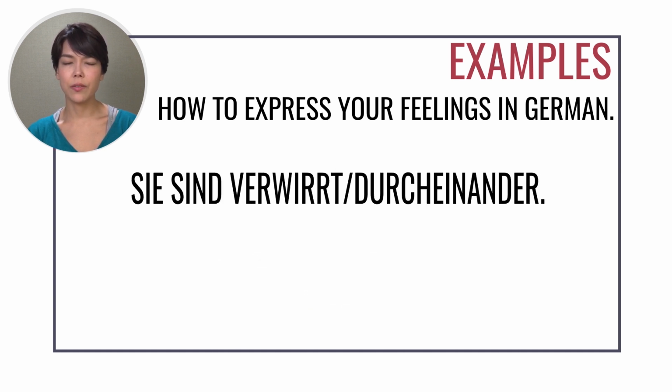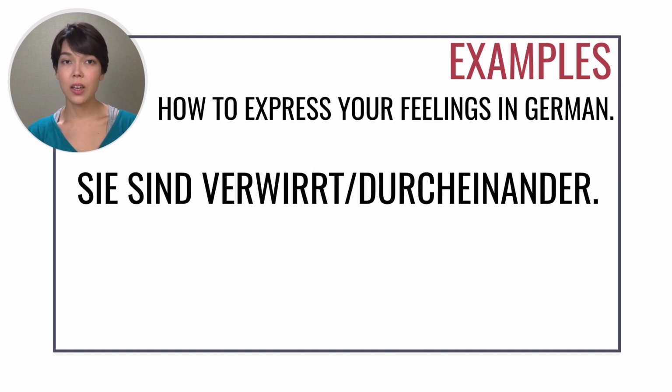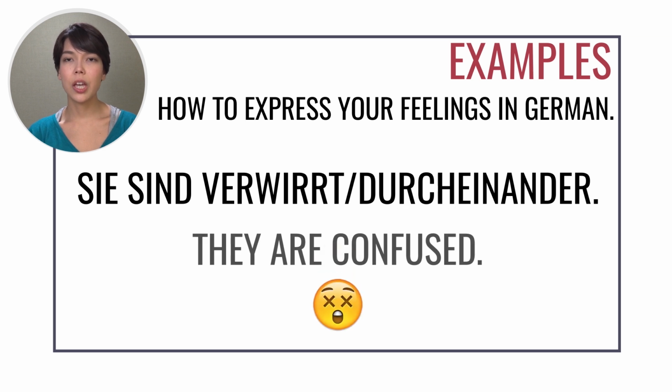Next, Sie sind verwirrt, durcheinander. They are confused. Here we have the word sie meaning they, followed by sind, a conjugated form of the verb sein, to be, and the adjective verwirrt, durcheinander, confused. So altogether it means they are confused.